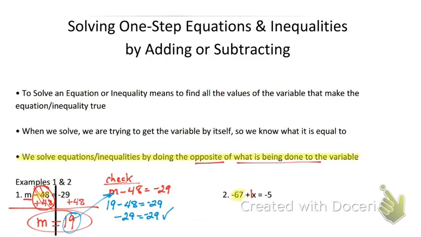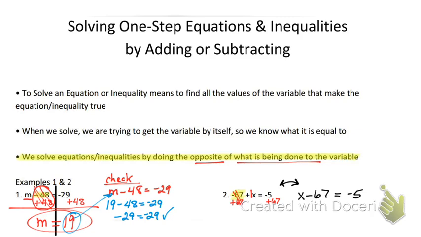Another way you could write this equation is you could say, okay, I have a positive 1x, and I have a minus 67 that equals negative 5. So you're saying x minus 67. These two things are the same equation. They're just written in different orders. Bottom line is that the way you solve this is you, again, do the opposite of what's happening. So if you are subtracting 67 from your x, you need to add 67 to both sides.